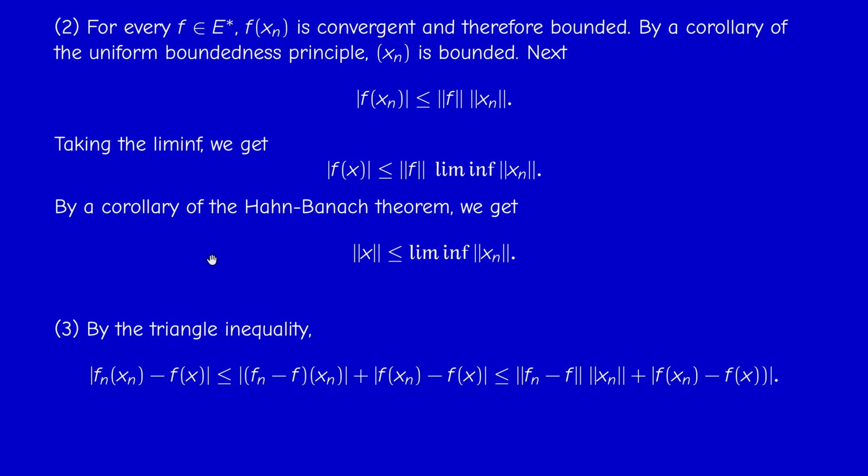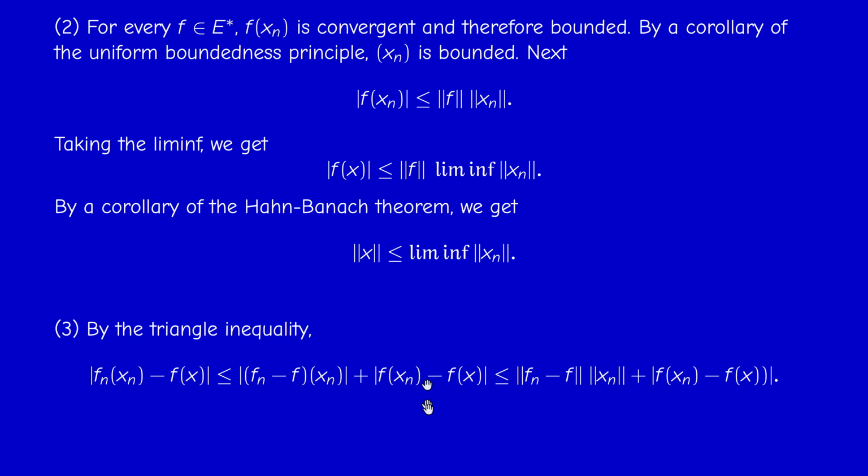The last property follows from a standard argument that you must master. We add and subtract similar terms. So we write the difference, we add and subtract f of Xn, and we take the absolute values by the triangle inequality. So we have two terms. The first term, by the fundamental operator norm inequality, is less than the norm of fn minus f times the norm of Xn. This is the first term.